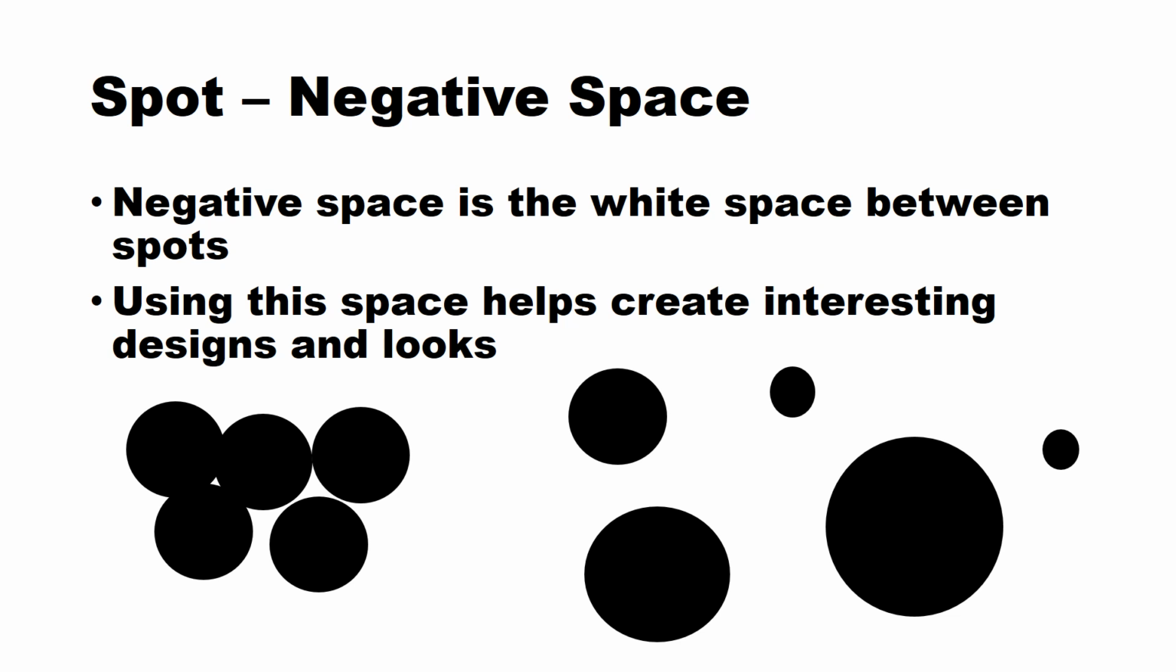So next we have what's called negative space. Now negative space is the white space between spots. And using this space, once again, creates interesting designs and looks. As we have to the left, there's not a lot of space between the spots, so therefore it's very clustered, it's very claustrophobic. Versus to the right here, we have a lot of space. Both very interesting designs. However, that negative space is used differently.